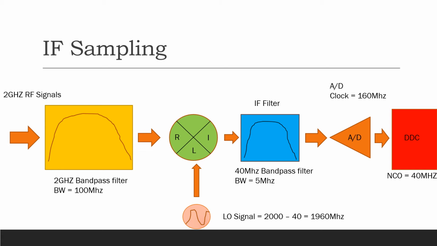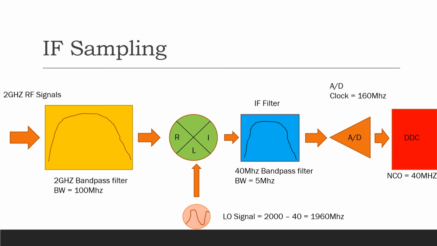Then that will hit a mixer, or could hit several mixers, but for our case, let's just say it's one mixer. And we're going to down convert that 2 gigahertz signal down to 40 megahertz. Then we will digitize that 40 megahertz and have it go into our digital down converter. We will set our numerically controlled oscillator in the digital down converter to 40 megahertz, and that will convert that signal down to baseband IQ. So this is an approach of what is called IF sampling. Basically, we are digitizing the IF frequency as opposed to the RF frequency.